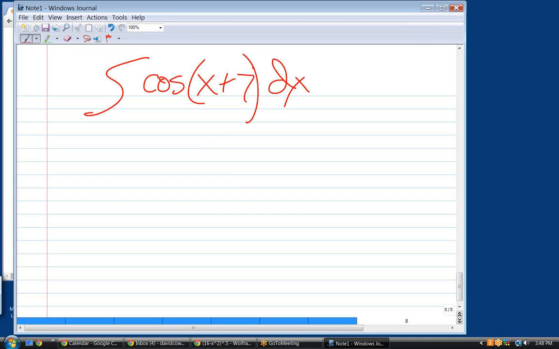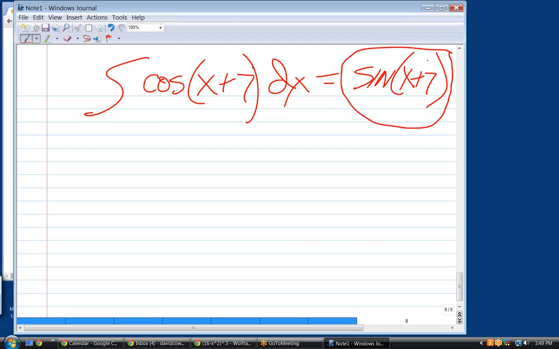I gather you have not learned the derivatives of trig functions yet? No. Well, this one would be negative sine. No, just positive sine. In other words, that's sine of x plus 7. If you took the derivative of sine, you get cosine. If you take the derivative of cosine, you get negative sine. But if you take the derivative of sine, you get cosine. Remember, we're going opposite here. In other words, whatever the integral of this is, I better find out that the derivative of that is what I started with. And in this case, it is.